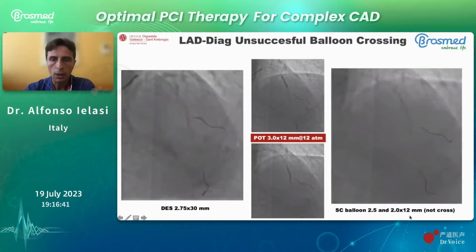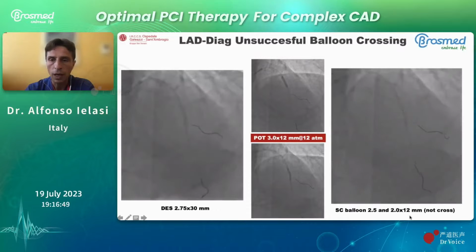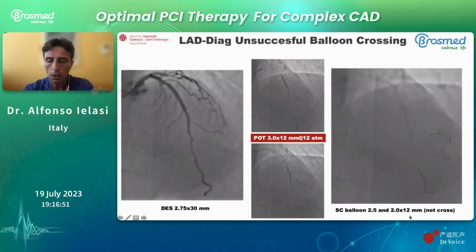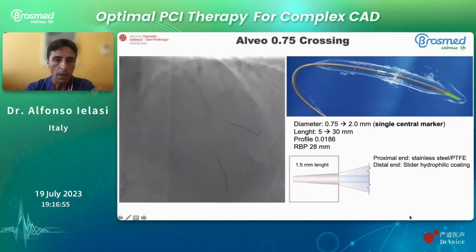As you can see on the right side of the slide, it was not possible to recross the stent struts using a 2.0 and a 2.5 semi-compliant balloon. So I used an Alveo 0.75 mm balloon. As you can see, this new device easily crossed the stent struts.